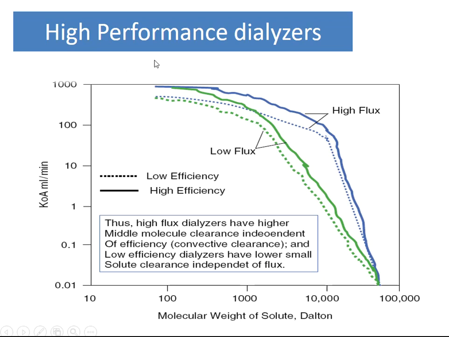There is a difference between high-performance dialyzers and high-flux dialyzers. High-flux dialyzers have higher middle molecule clearance, independent of efficiency, while low-efficiency dialyzers have lower small solute clearance, independent of the flux. So high flux has higher middle molecule clearance, while low efficiency has lower small solute clearance.